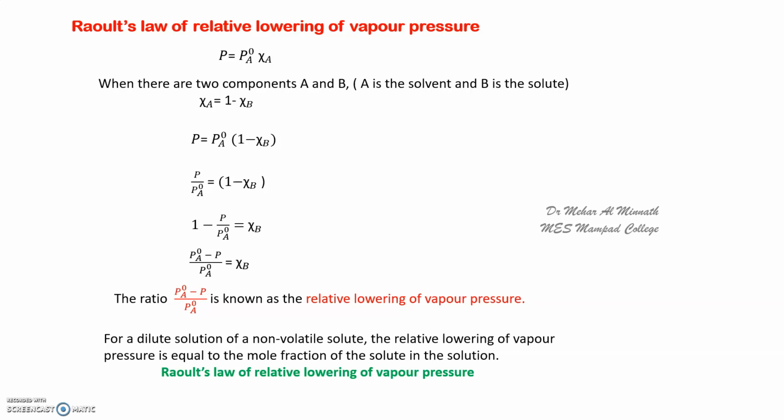That is Raoult's law of relative lowering of vapor pressure. Now this expression, this relative lowering of vapor pressure, we can connect it to the number of moles or the molarity or the molecular weight of the solvent. Now we have this expression (P0A - P)/P0A = χB.